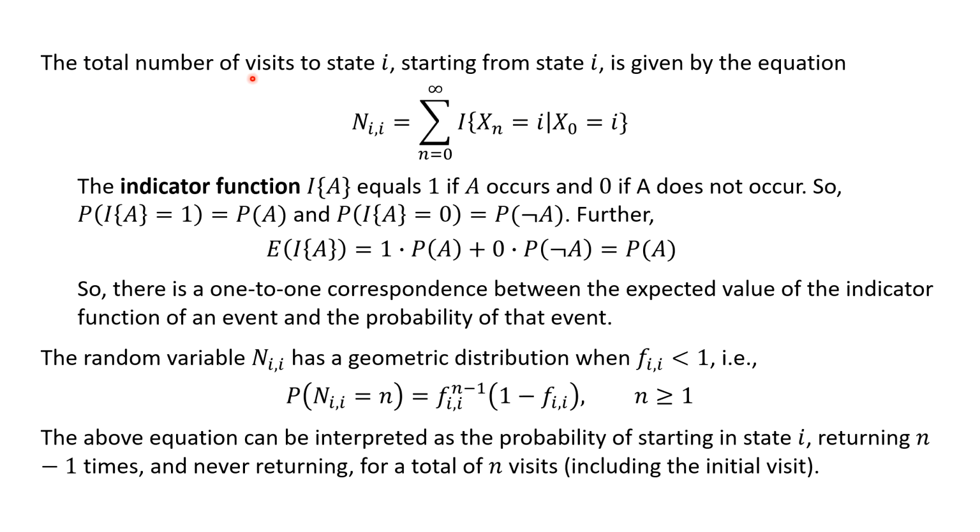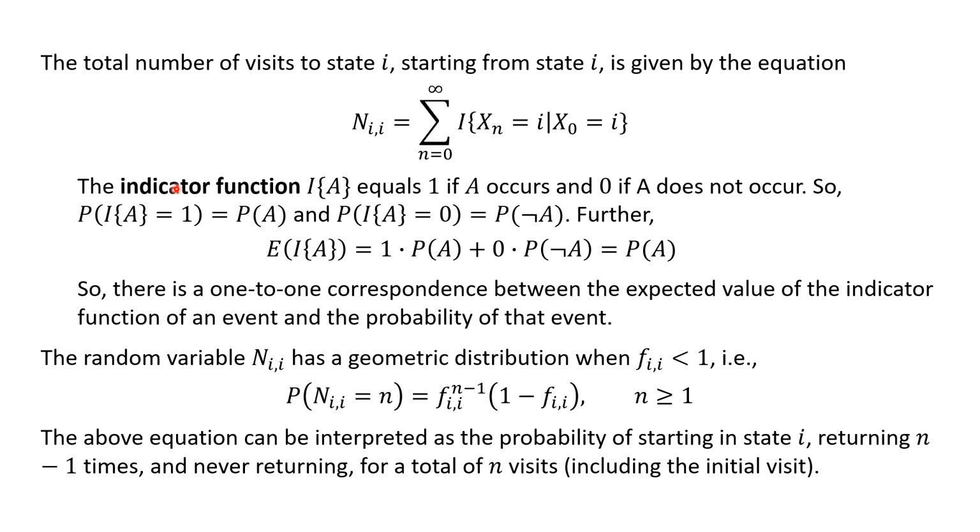The total number of visits to state i, starting from state i, is given by this equation, capital N sub ii, the sum from n equals 0 to infinity. It's just counting the number of times you start from state i and then you return to state i. This is an indicator function, so it just counts the number of returns.